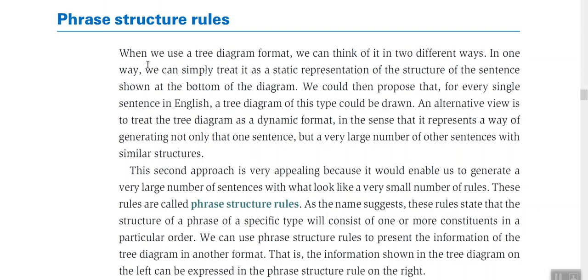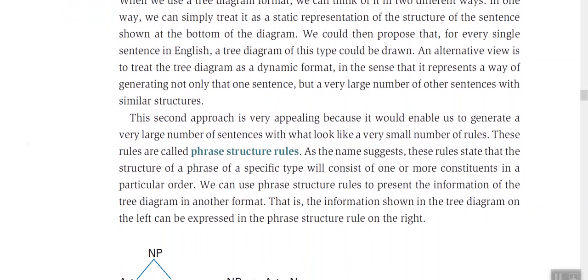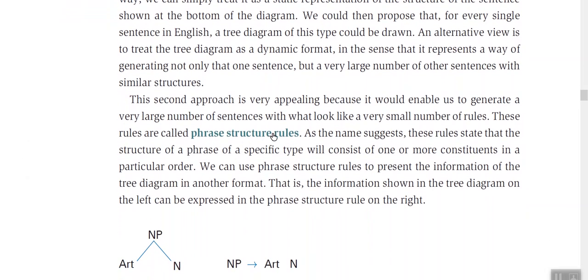So here when we use a tree diagram format, we can think of it in two different ways. Here we have two different ways to make a diagram. What's important is this second approach. So here we have two approaches. One is static representation, and the second is dynamic format.